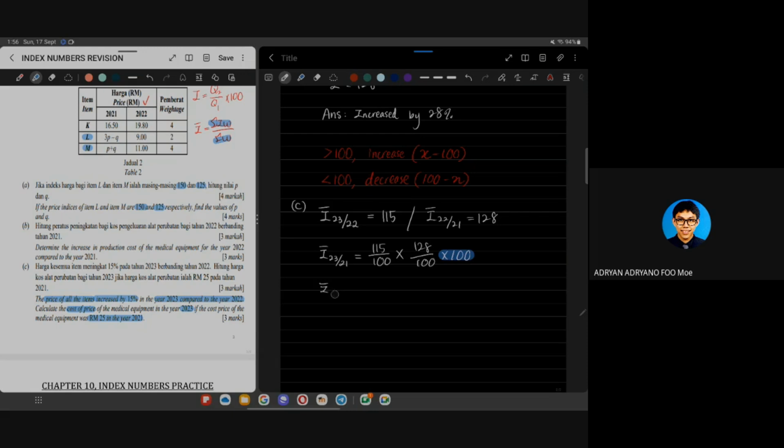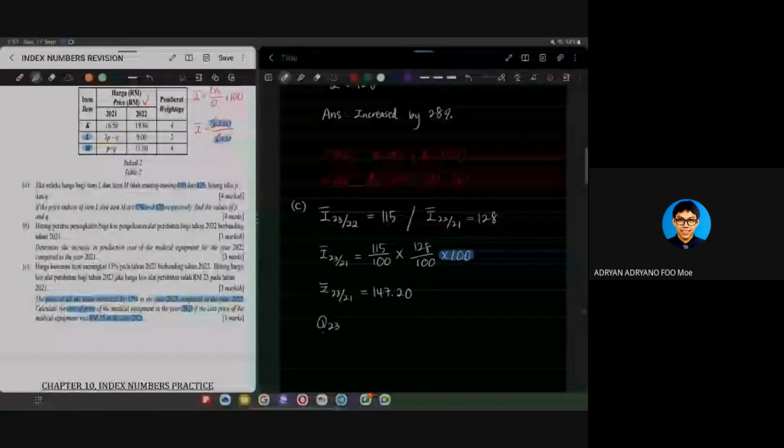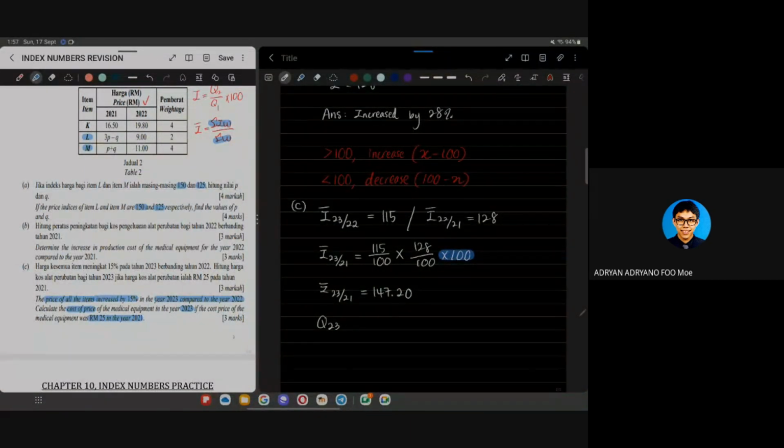Alright, so next, I23 per 21 equals 147.20. Now I want to find the price in 2023, so Q23. You can use P also, up to you. But remember, if you use P you must say price. But Q can be for both. Q can be quantity, can also be price, up to you. 2021 is how much? RM25, times 100, equals 147.20. You can go directly to the final answer.